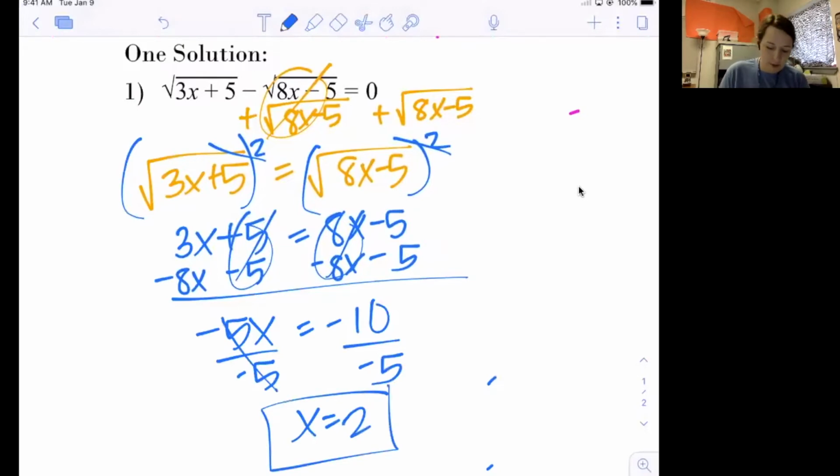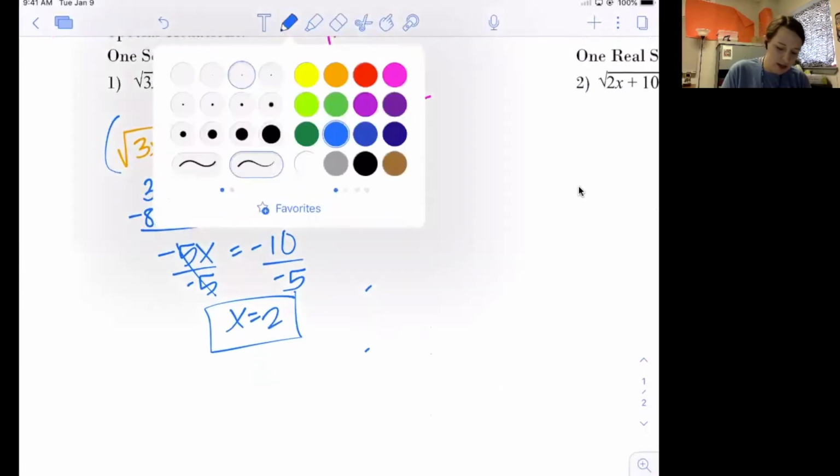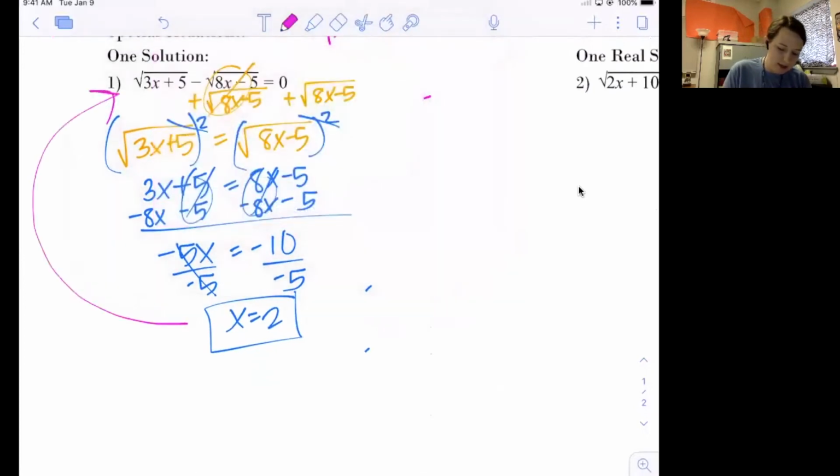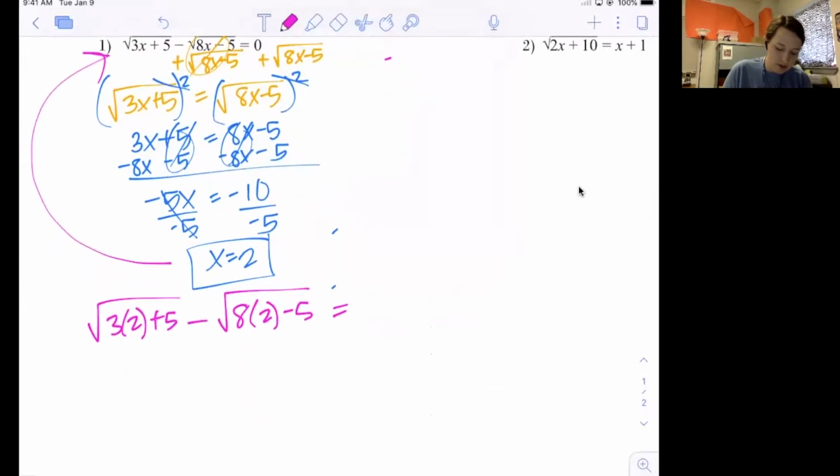Okay, of course, we want to check and make sure that that's not an extraneous solution. So we're going to take it back up to the top and plug it in. Square root of 3 times 2 plus 5 minus square root of 8 times 2 minus 5 equals 0. So here I've got 6 plus 5 is 11. So square root of 11 minus 8 times 2 is 16 minus 5 is 11. So square root of 11.